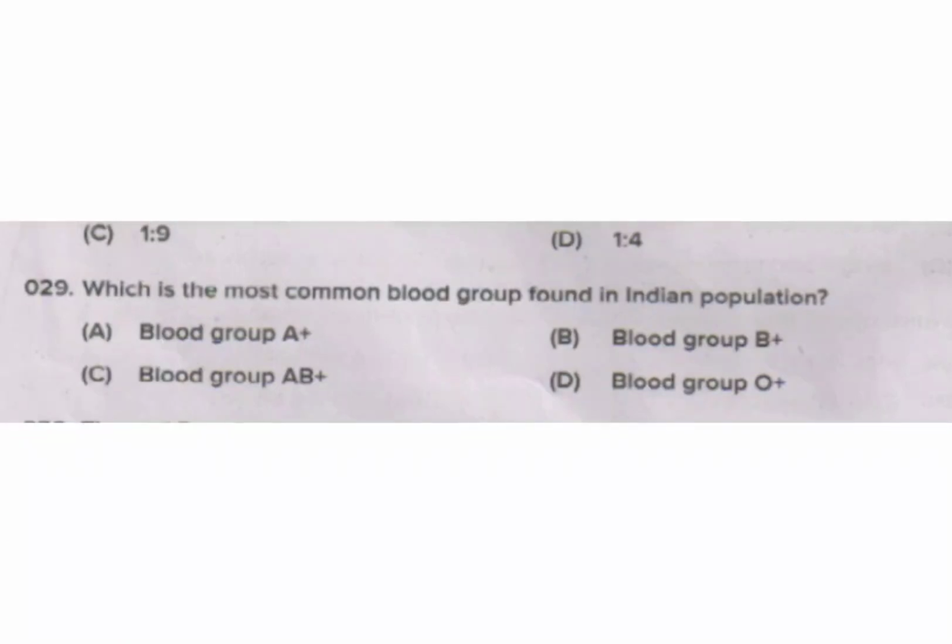Next question, which is the most common blood group found in Indian population? Option A positive, option B B positive, option C AB positive and option D O positive. The answer is O positive. It's a simple question.